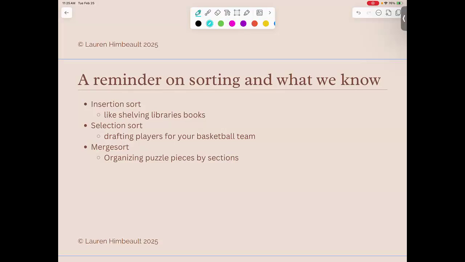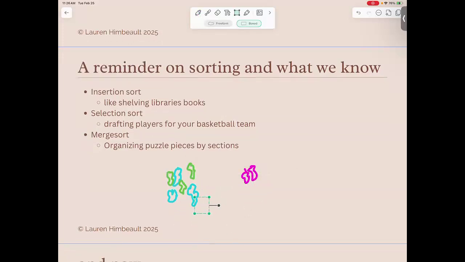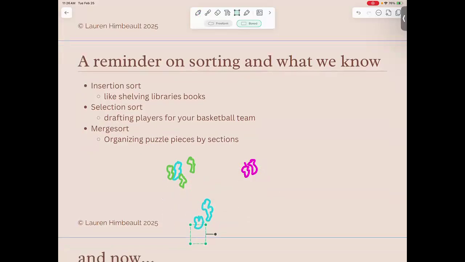And then, of course, we did merge sort most recently, which is a bit like organizing puzzle pieces by sections. I'm such a big jigsaw puzzle person, so this makes perfect sense to me. But when you start with your puzzle, you have a jumble of pieces. These are my really nice puzzle pieces, right? And they're all jumbled together. And so what are you going to do? The first thing you might do is you sort them first by color. So you end up dividing them out like this.